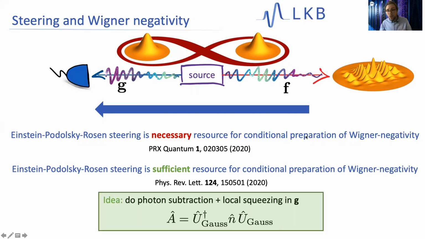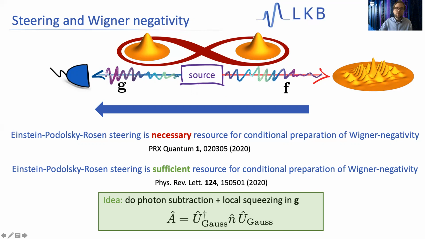And this turns out to be photon subtraction. There are probably other ones, but this is at least one framework that we found that always works. You first do a local Gaussian transformation. So you might have to locally change the squeezing and the basis and so on.